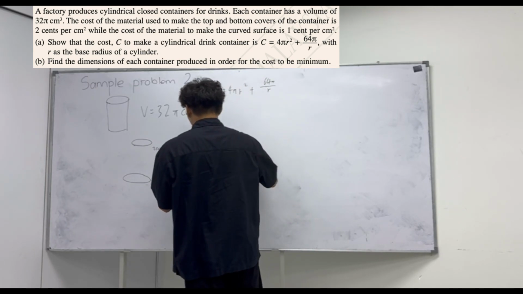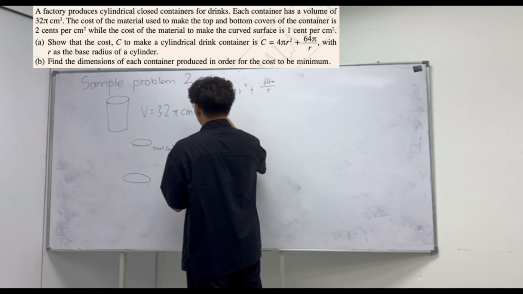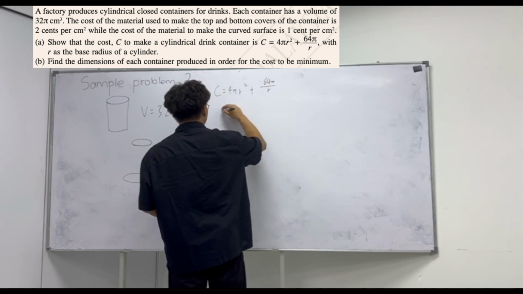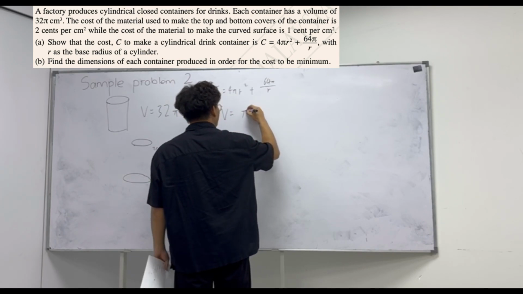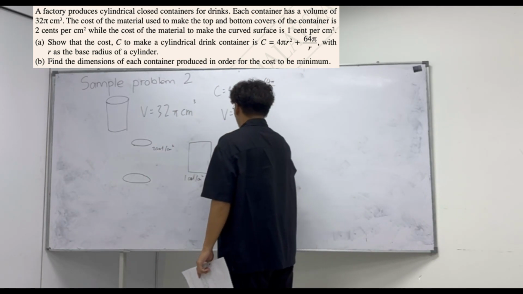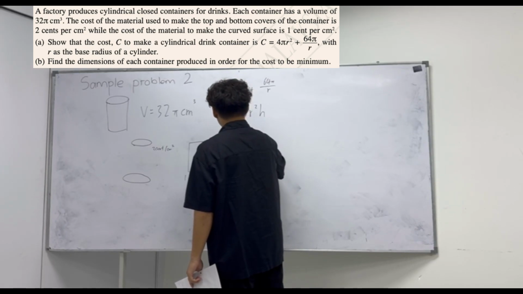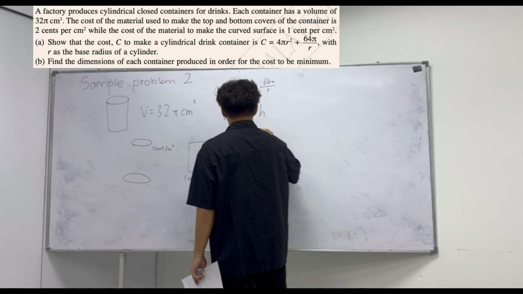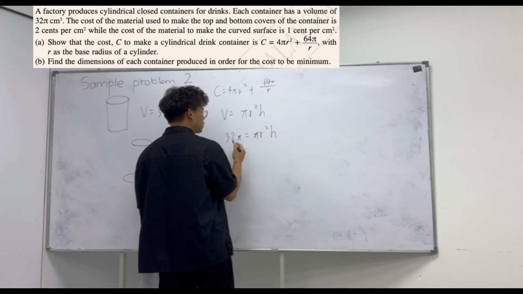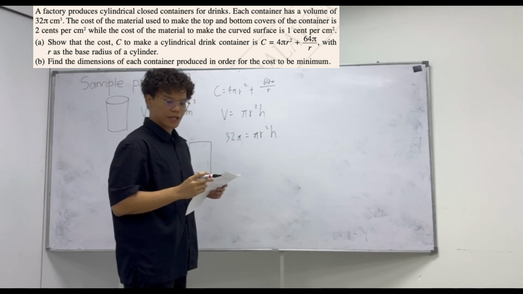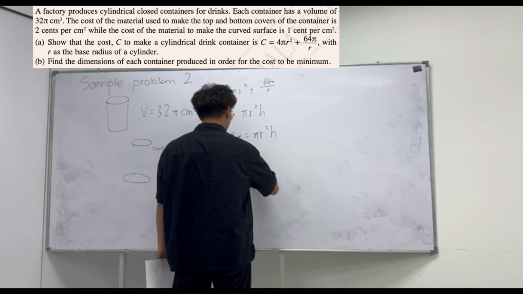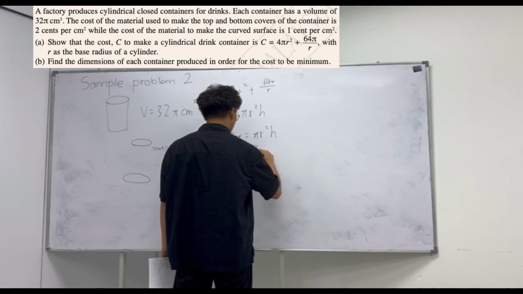So first we have the information V equals 32 pi, and we know that for a cylinder, the formula is V equals pi r squared h. So we have both V values here, so we can do 32 pi equals pi r squared h. The pi we can cancel out, so we get 32 equals r squared times h. After that we can move the r squared over, so h equals 32 over r squared.